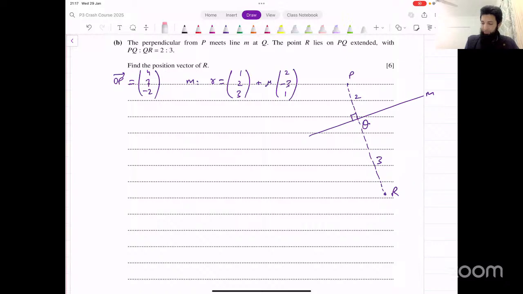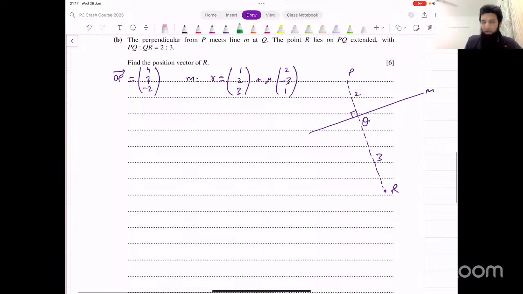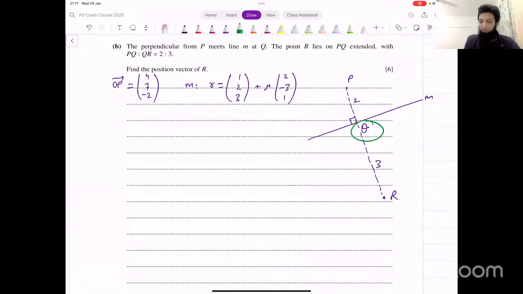Okay. Now, this is the equation of the line M. Point Q lies on the line M. That means the point Q should have position vector that is of the same form. Let's write that down. OQ should be 1 plus 2 mu, 2 minus 3 mu, and 3 plus mu. That should be the vector OQ. Now we can say PQ vector should be perpendicular to the direction vector of the line M. Right? We have a 90 degrees angle here. We use that dot product thing now.